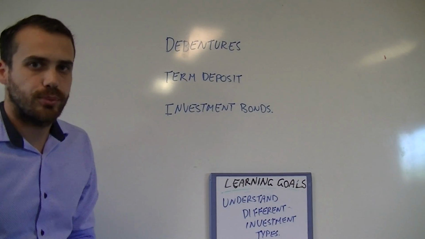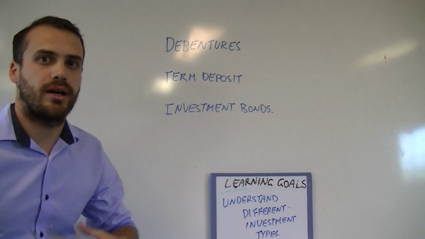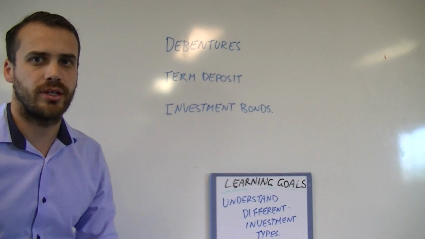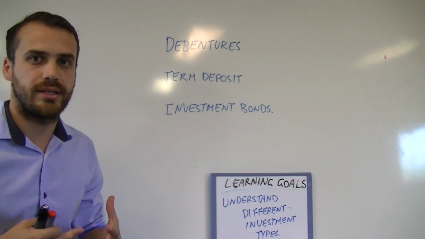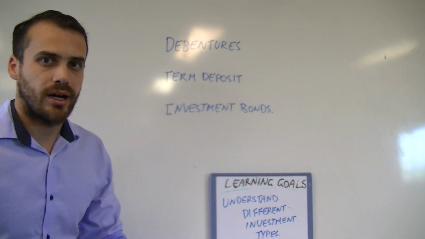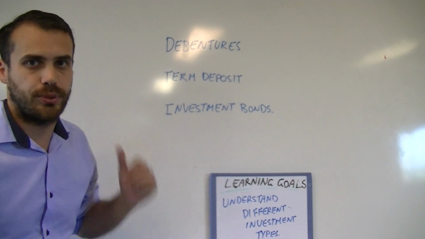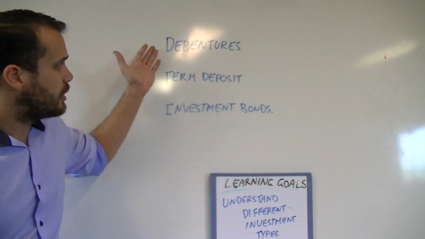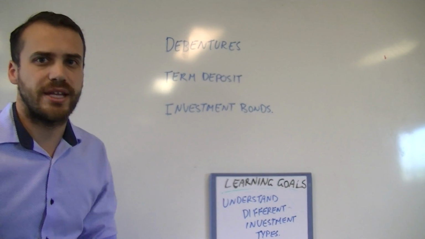Okay, so for the next couple of weeks, we're going to be looking at investing. So you've got a whole bunch of money burning a hole in your pocket, and you'd like that money to make you some more money. What are you going to invest it in? Here's three options that we can talk about. First of all, the first of these is called a debenture.